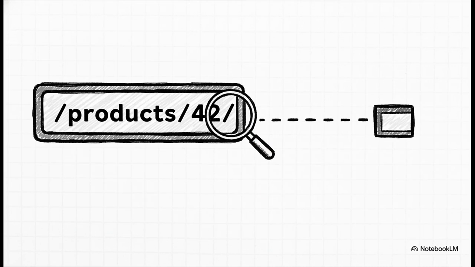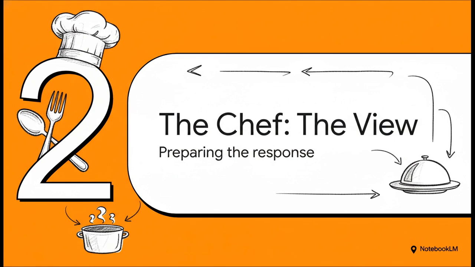Take a look at this. Let's say you go to a URL for, I don't know, product number 42. The router is smart. It doesn't just see the products page, it actually sees and captures that number, 42. So why is that a big deal? Well, that's what makes a website dynamic. It's the key that lets the server show you that specific product, not just some generic one-size-fits-all page. And that brings us perfectly to the next step in our journey, the destination.